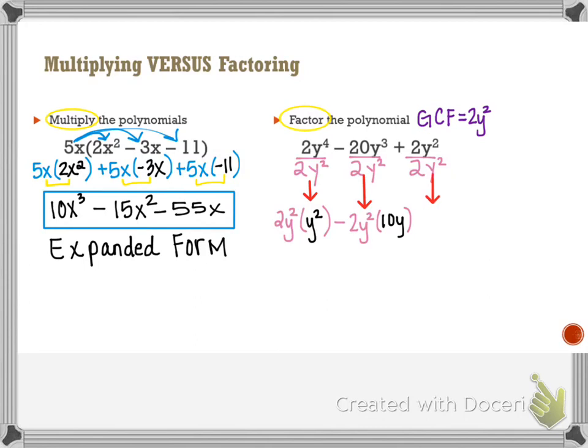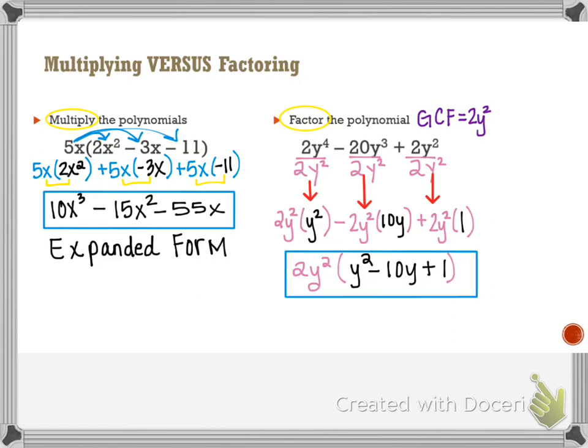And now be careful here with the last one. I have 2y squared. That's the product of 2y squared and 1. That's not 0, that's 1. Okay? Now I look at all 3 of these terms and I notice they all share the 2y squared in common. So the 2y squared is going to go on the outside of a set of parentheses, and then the new trinomial on the inside is going to be the other part of each product. So y squared minus 10y plus 1. And that's my final answer. And now we say my final answer is in factored form. So I factored the polynomial.